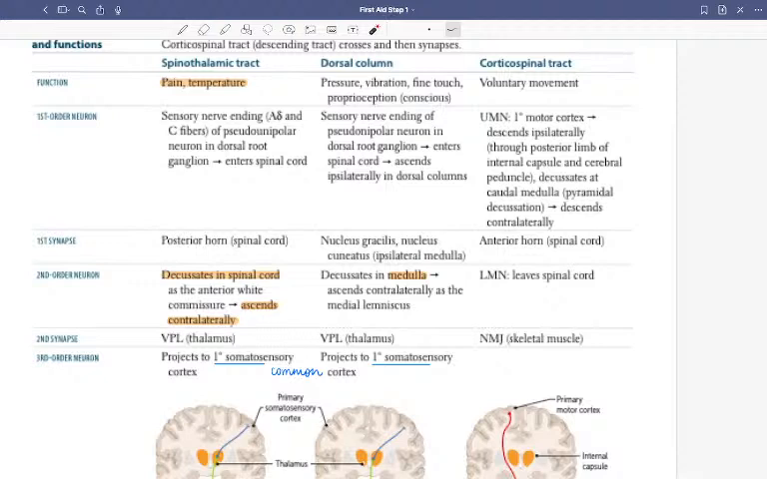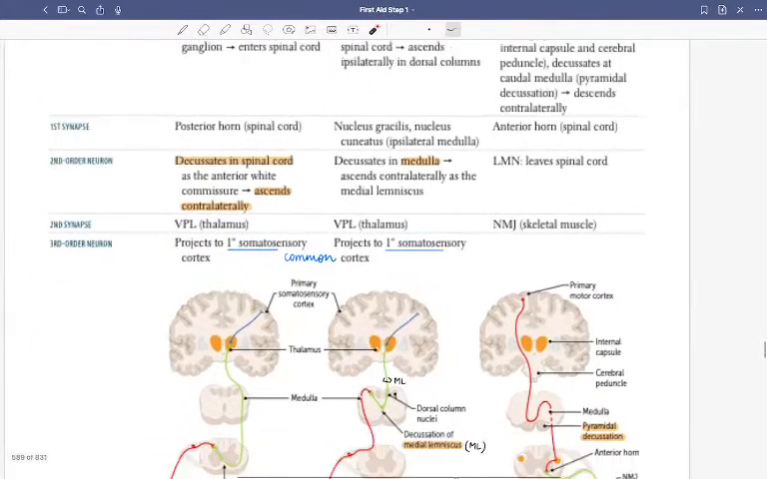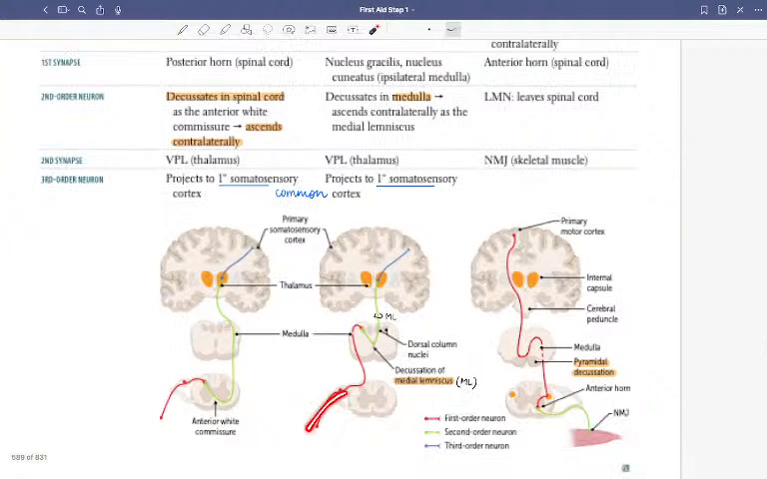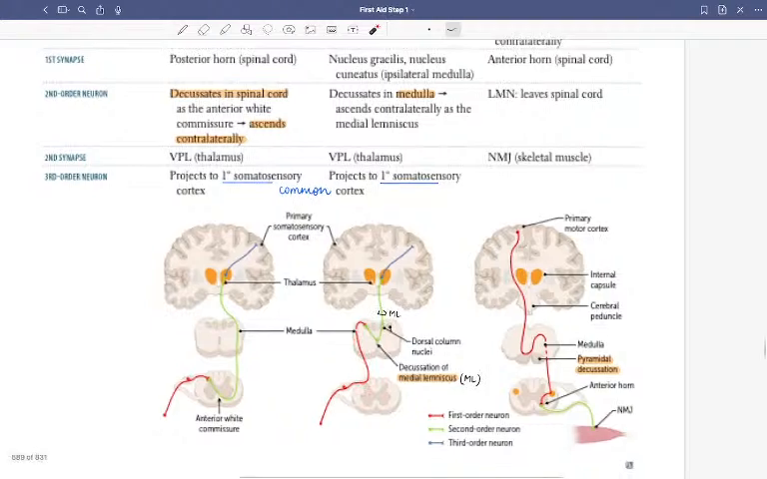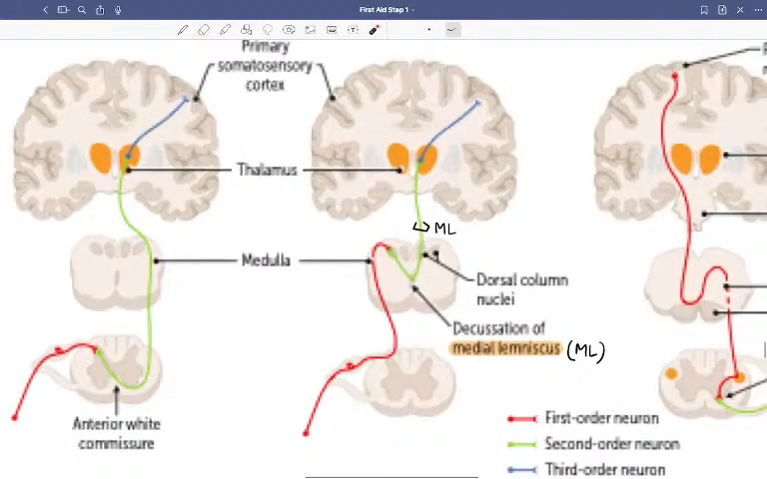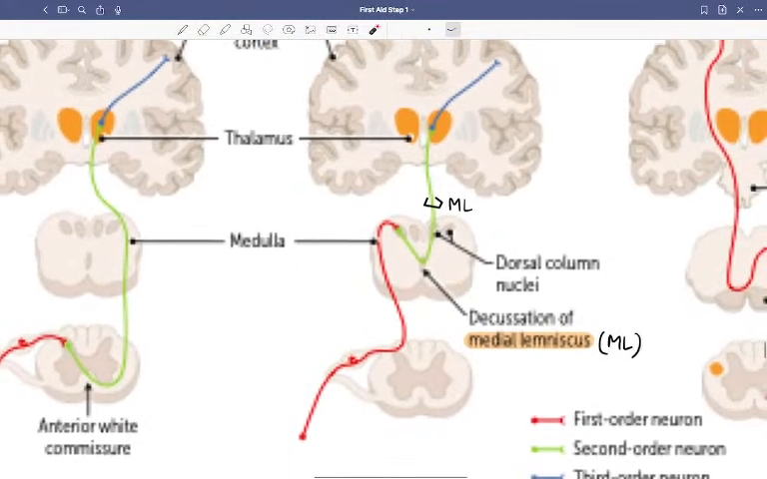Now the dorsal column, what happens? Pressure, vibrations, and all this we know. Obviously it's a sensation, so it's going to come to the dorsal root ganglion. All this is fine. Next is most important. It ascends directly upwards into the white column of the spinal cord, the fasciculus gracilis and fasciculus cuneatus. Then it goes straight to the medulla, and the first synapse takes place in the medulla.